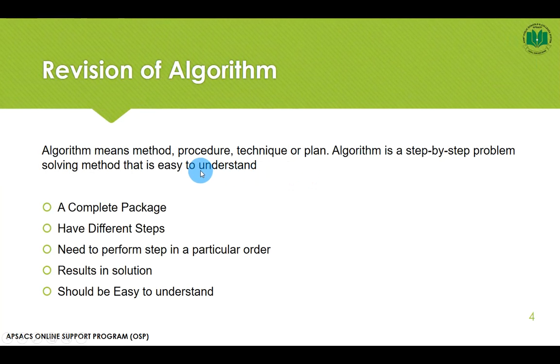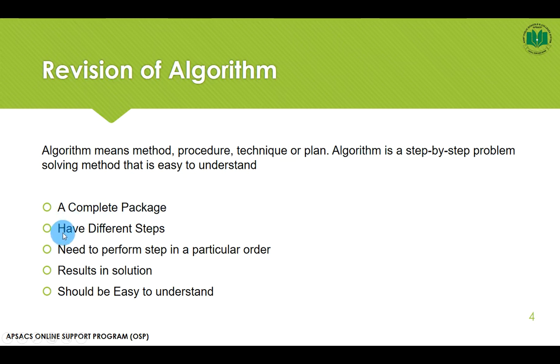Algorithm means method. Algorithm means the method, procedure, technique, plan, or any idea which is used to solve the problem. Algorithm is a step-by-step problem solving method that is easy to understand. So algorithm includes these main points. For example, algorithm is a complete package. Algorithm is not only a single step, but it is a sequence of steps. It is the complete package of steps which is used to solve a problem.